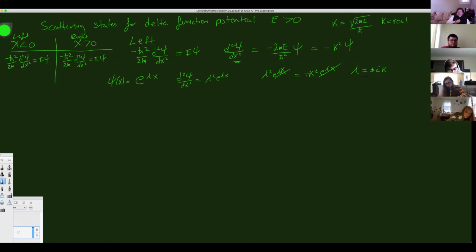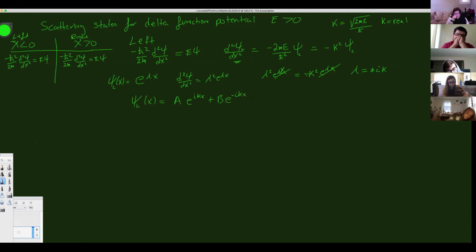So these are now imaginary solutions. I can write down my general solution for psi left. Psi left of x is some constant times e to the plus ikx plus some other constant times e to the minus ikx.